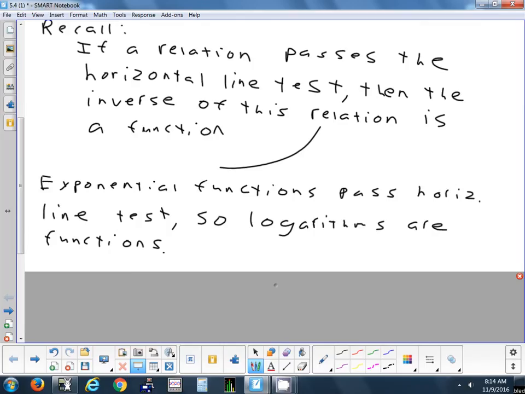Any questions on that reasoning? Exponential functions pass the horizontal line test. That means the inverse of an exponential is a function. And what's the inverse of an exponential? A log. So logs are functions.